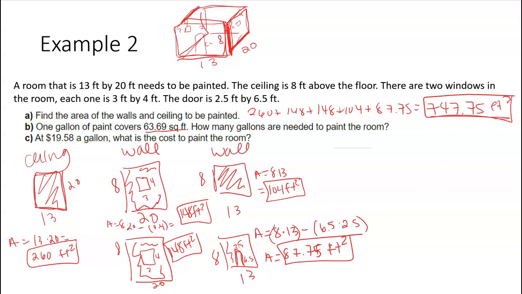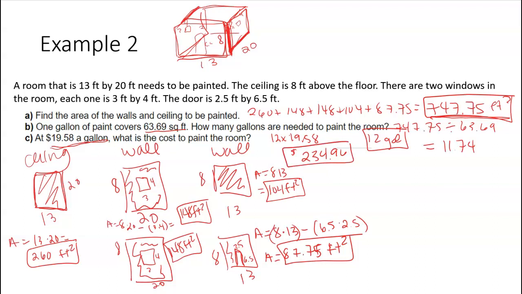Well, this is how many square feet I'm covering. So let's divide that number by the coverage per gallon, and let's see what we get. Type that into your calculator, you get 11.74. Well, they don't sell 11.74 of a gallon, so we need 12 gallons. Now, at $19.58 a gallon, what's the cost? Well, I'm going to just take that 12 and multiply it by 19.58, and it's going to cost $234.96.